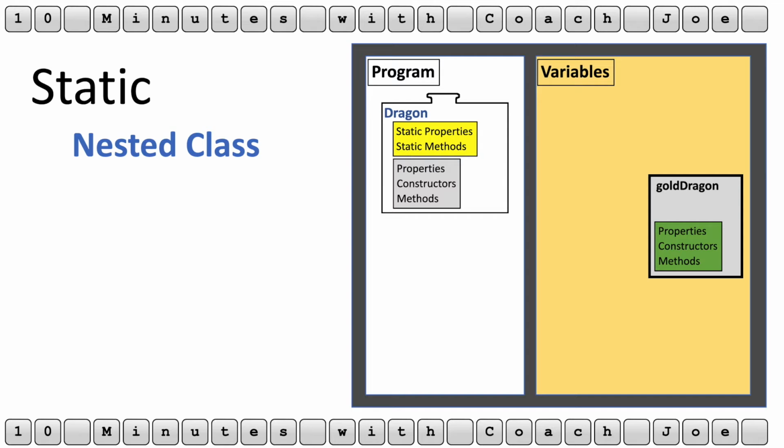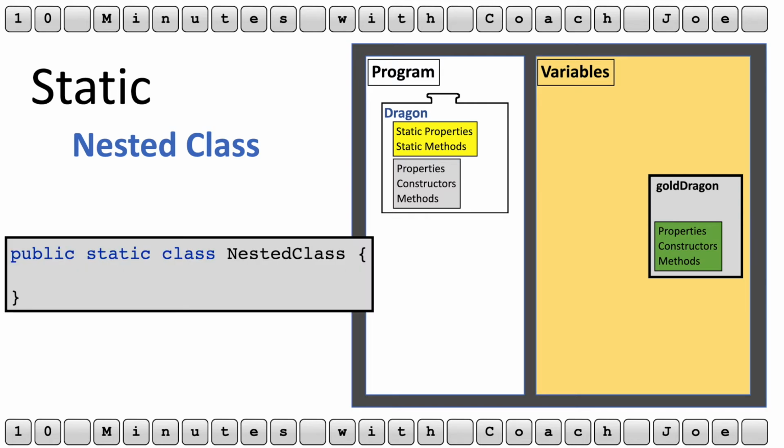A static nested class is a class inside a class. The outer class cannot be static. The inner or nested class can be static. The code looks like this. Notice the keyword static between the access modifier and the class keyword. Inside the curly braces can be properties, constructors, and methods, both static and non-static.